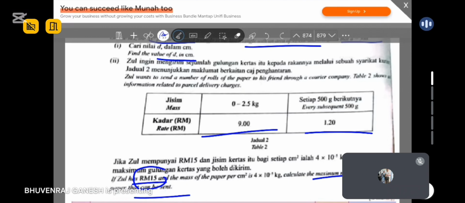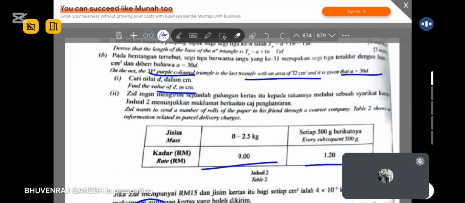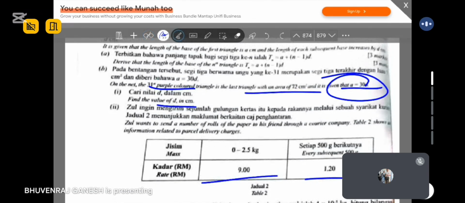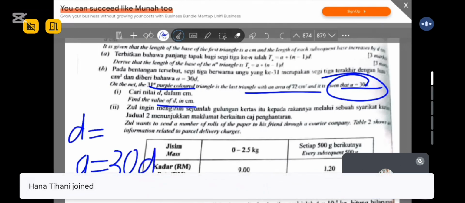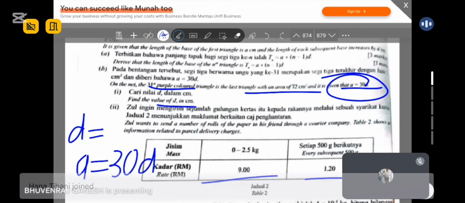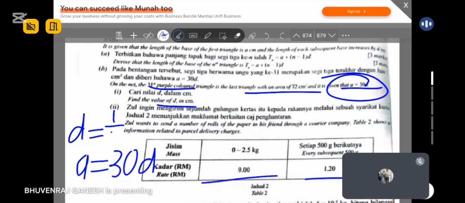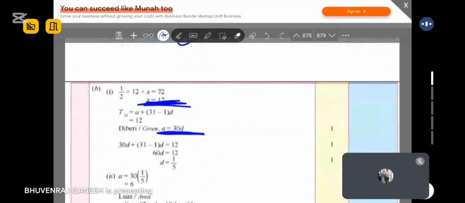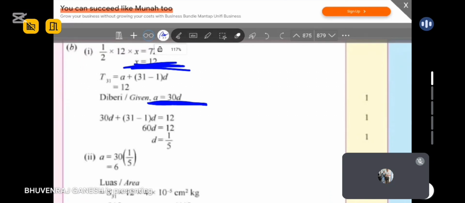First step, you must find the A value. Kamu kena cari nilai A. So how to find the A value? Based on this equation, A is 30D, guys. Just now we have D equal to, what was just now answer? 1/5. Okay, D equal to 1/5. So that means my A is equal to 6. A sama dengan 6.